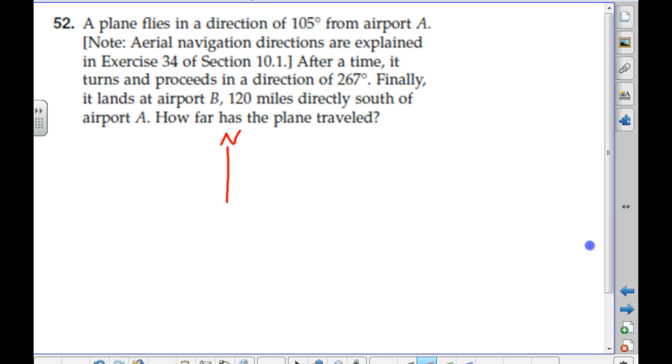So here's the north-south line. And if we were to go around, how much is it, 105? You know what, I made my picture kind of big here. That would be past 90, does that seem okay? And the plane goes for a while. So here's the plane, flying this way. And then he decides to turn, and his new path off of north again is 267 degrees, which is more than 180, right? So we gotta think about what's going on in there.